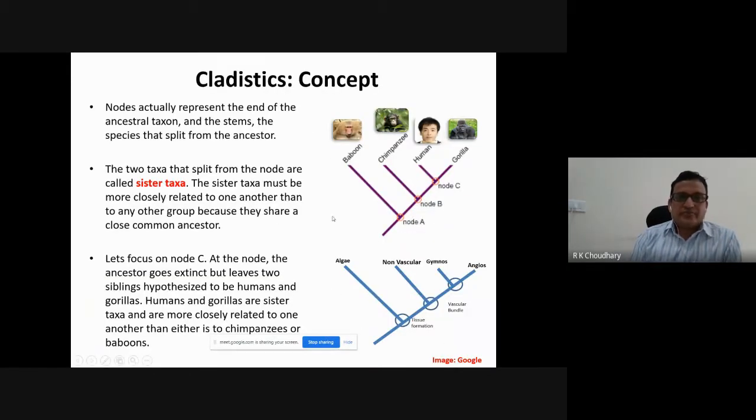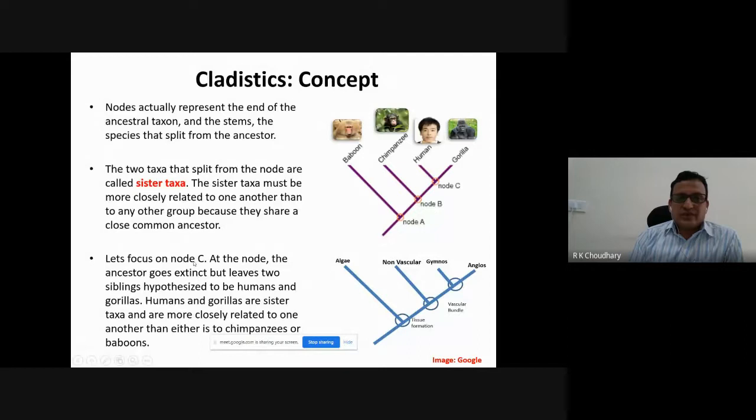So to explain it further, you can see nodes actually represent the end of the ancestral taxon. It means the node is the end of the ancestral taxon, and the stems are the species that split from the ancestor. So for human and gorilla, node C is going to be the ancestor. Two taxa that split from the node are called sister taxa. So suppose from this node two species or two particular groups have arisen, human and gorilla. So you can call them sister taxa or sister groups.